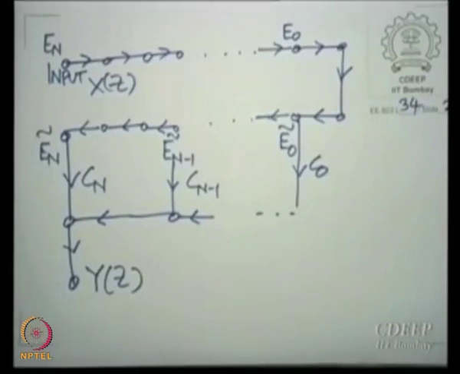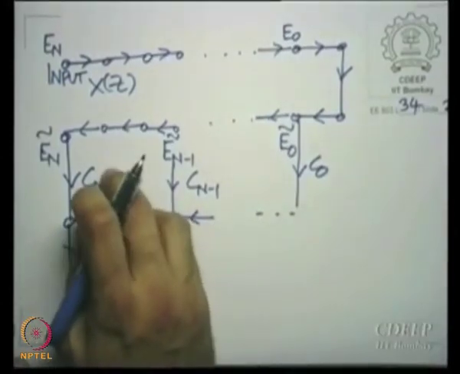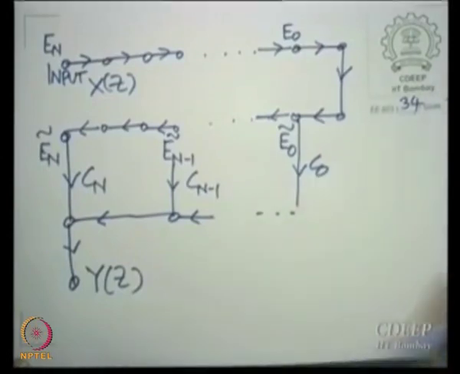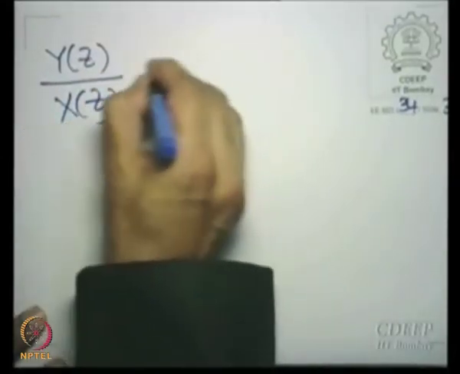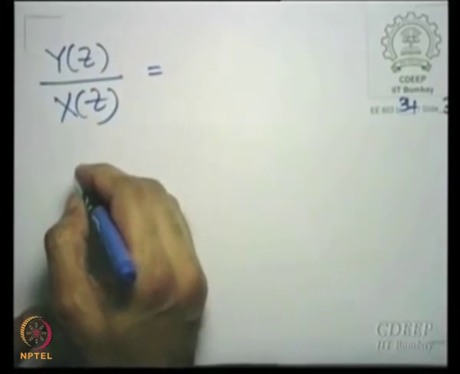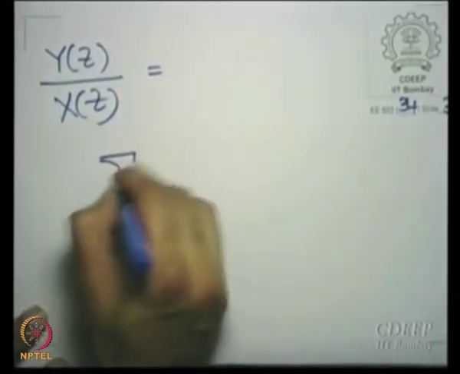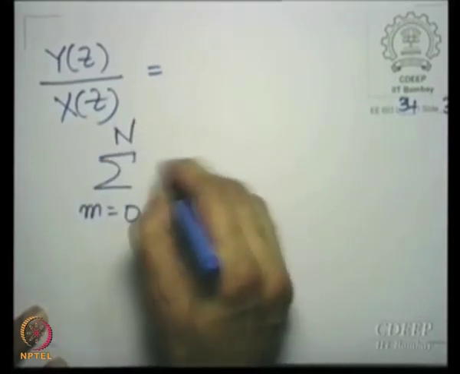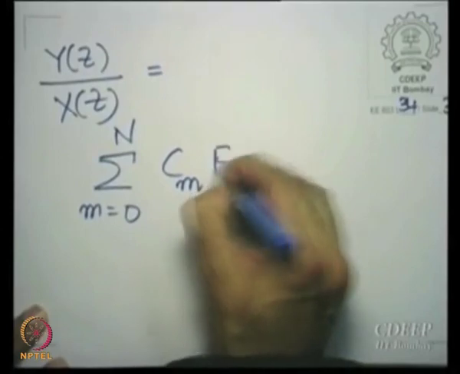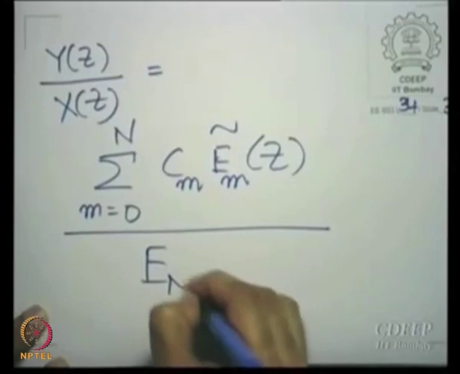So therefore, what we have here is a linear combination of the E tilde output parts. And therefore, we could write down yz by xz as follows. It is essentially summation n going from 0 to capital N, Cn, En tilde z divided by Enz. This is the relationship.